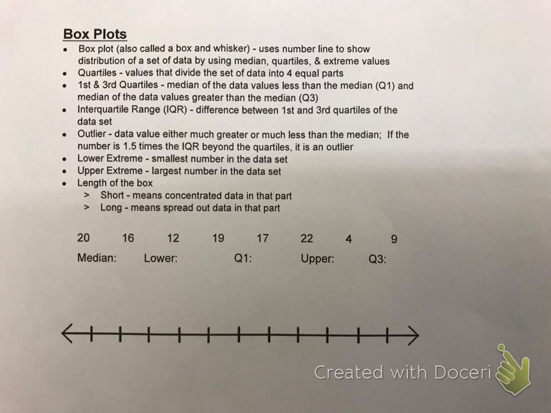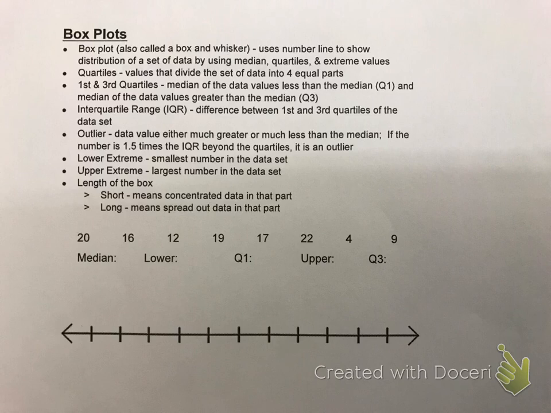A box plot is also known as a box and whisker plot, and it uses a number line to show distribution of a set of data using the median, the quartiles, that's first and third, and then extreme values. So let's create our box plot with the numbers that are given in this example.